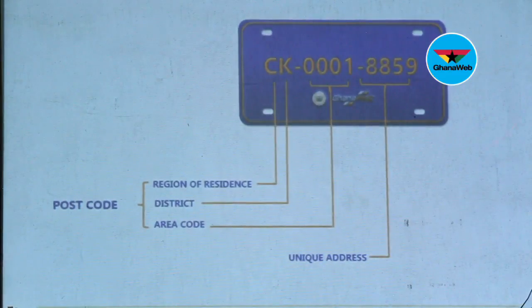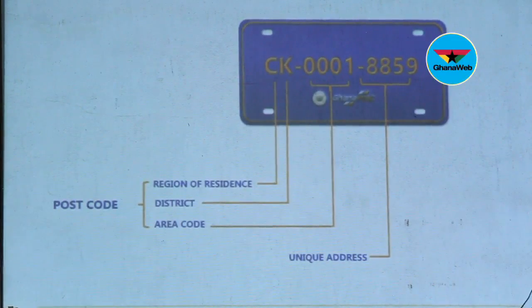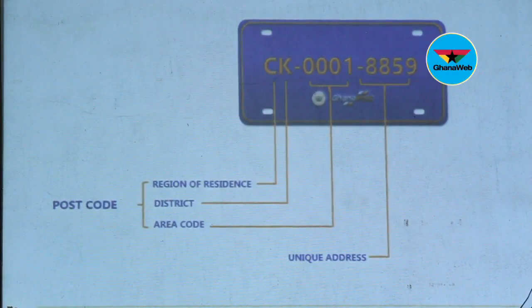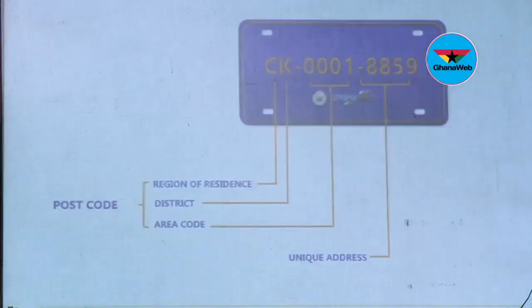Now, when you look at a typical address, that's what we have on the screens right now, you will see a typical address for Komenda in the central region. The first character of the address starts with a C. This represents the region, which is central region. Greater Accra gets a G, Ashanti region gets an A, Northern region gets an N, and so on and so forth.